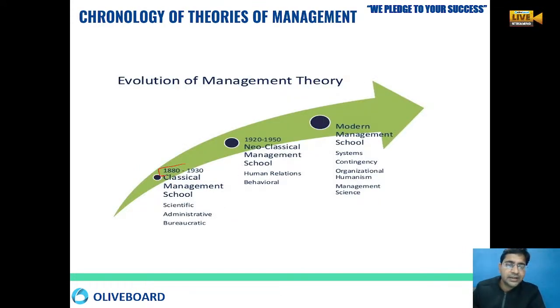1880 to 1930 was the classical management theory, where we are talking about the scientific, administrative, and bureaucratic theories, one, two, and three. Then we come to the neoclassical management theory, with human relations and behavioral analysis. Then the modern management school came, where we are talking about the system development approach, contingency approaches, and various other approaches. So now we will be studying all these one by one.